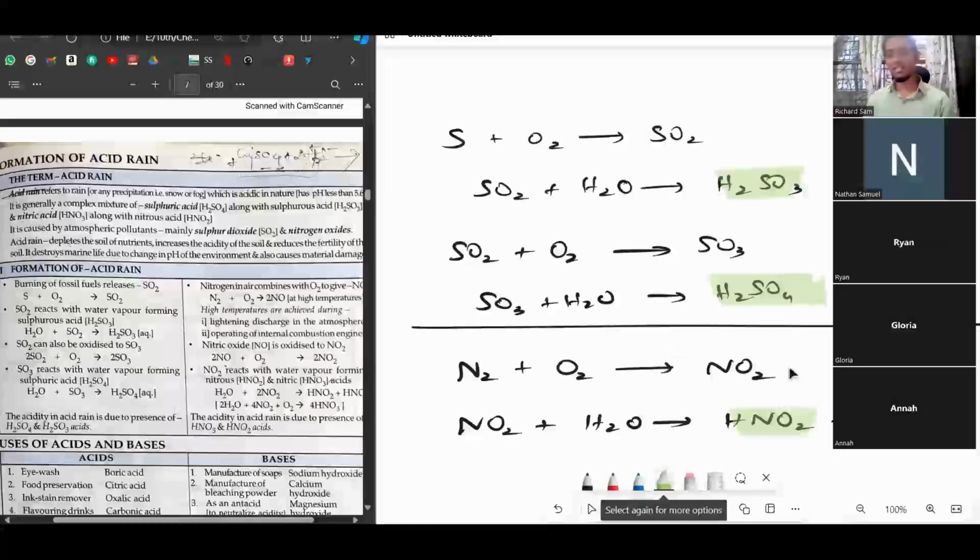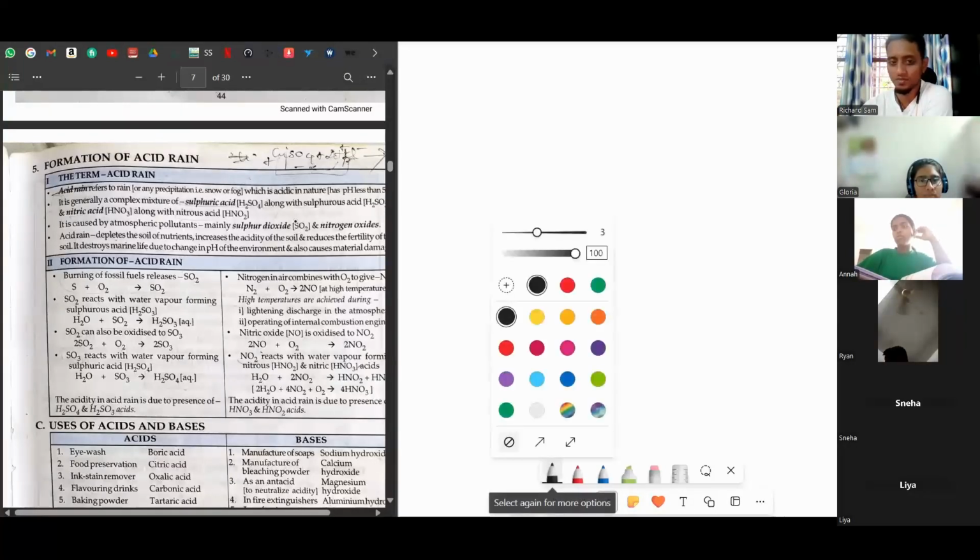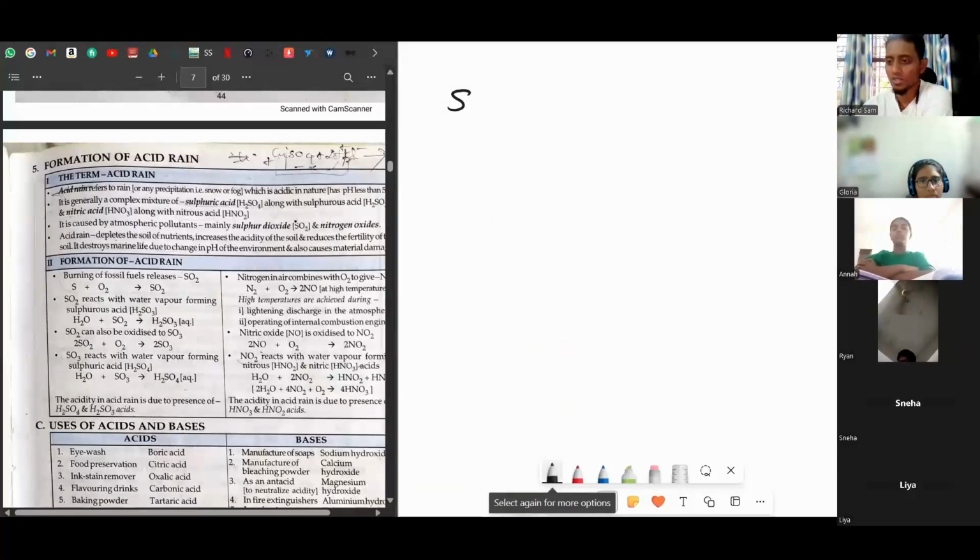All right, write down these reactions and then we will end. So, revision of acid rain. The air contains a lot of pollutants, made out of sulfur and nitrogen. Sulfur is present in fossil fuels. What are fossil fuels? Petrol, diesel, coal, CNG. All of these are fossil fuels.